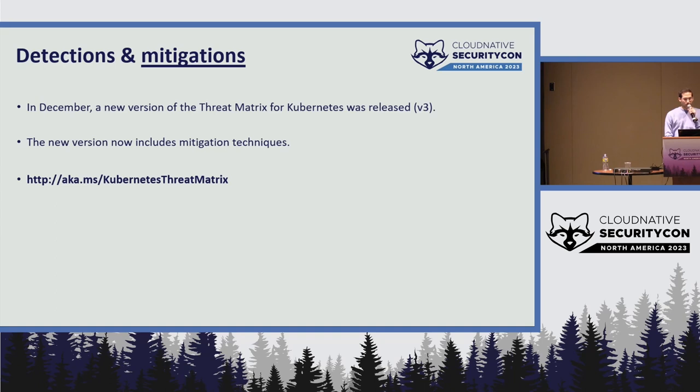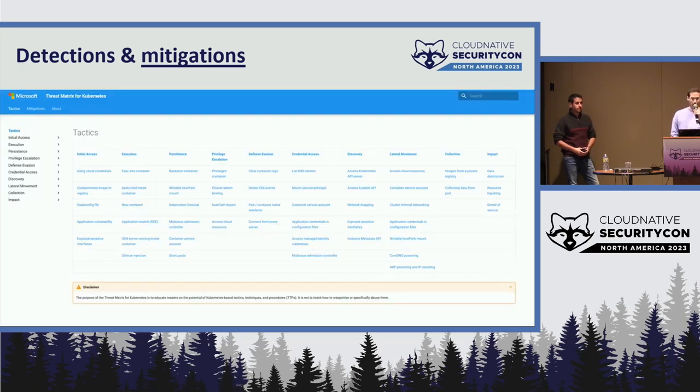So in December, we released the third version of the threat matrix for Kubernetes. The threat matrix is a knowledge base of attacks and techniques of Kubernetes. So the new version now also contains mitigation techniques. The threat matrix is completely open sourced, and you can see it at this address. So let's see how we can work with it.